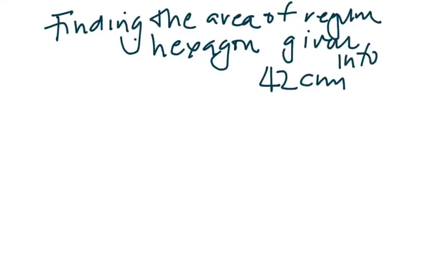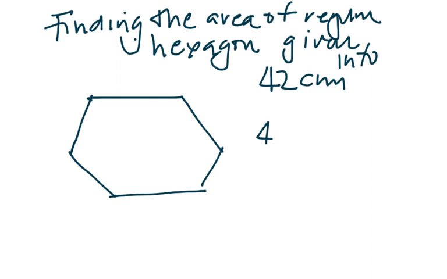So we're going to do finding the area of a regular hexagon given the perimeter, which is 42 centimeters. Now I'm going to draw a hexagon here. It is not perfect, but it has 6 sides. We have 42 centimeters, and the hexagon has 6 sides, so we're going to find the measurement for each side, and 42 divided by 6 is 7. So we know that each side is 7.